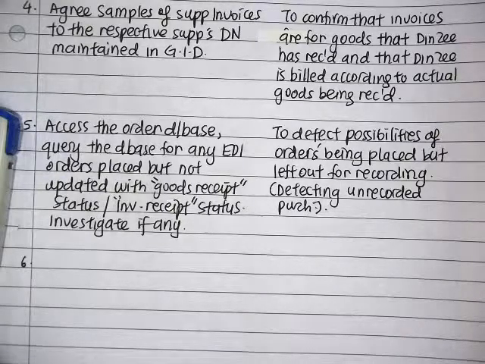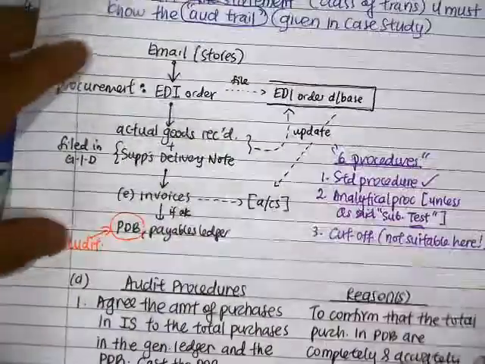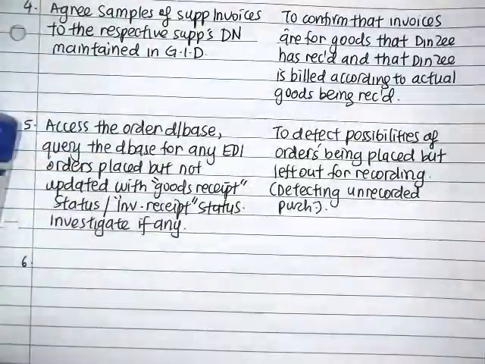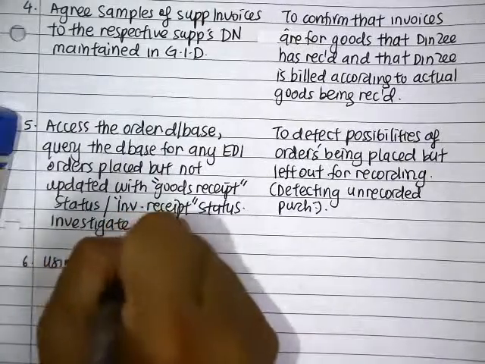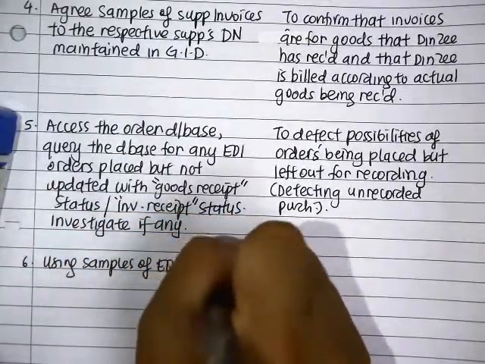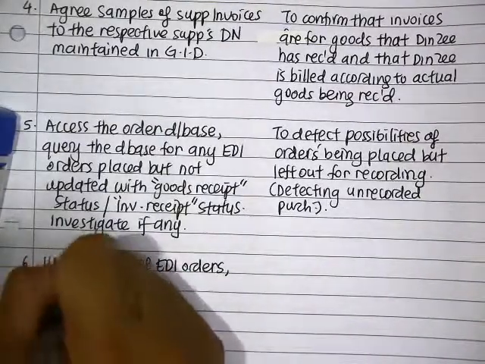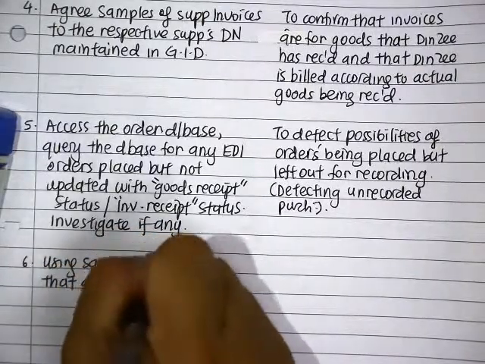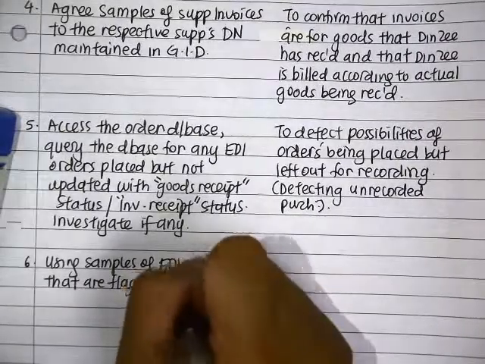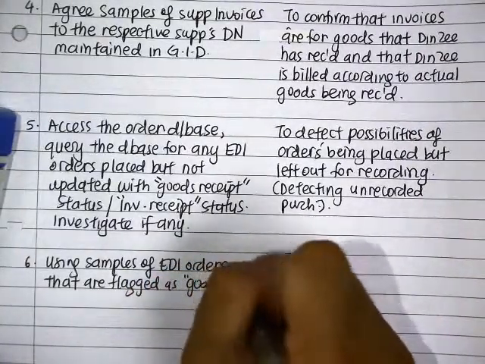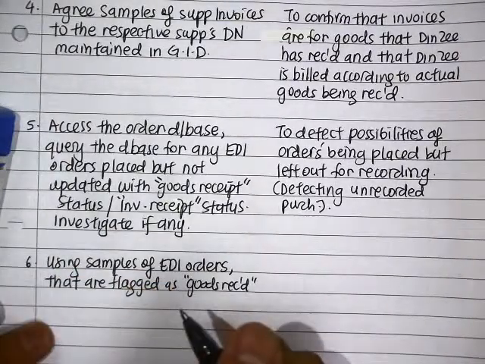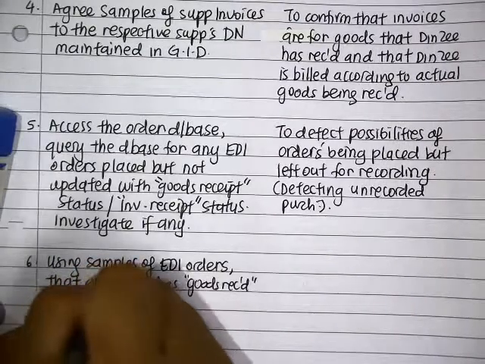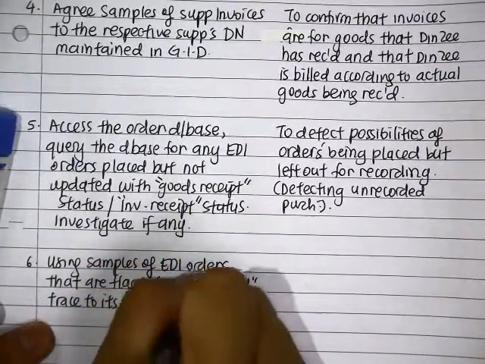Now, very important is completeness of purchases. Now, how do you test completeness of purchases? Now, completeness of purchases is you're going to start from the top, go all the way down. Okay, so what we're going to do now is we're going to reverse. So, using samples of EDI orders that are flagged as goods have been received, traced to its suppliers the end.